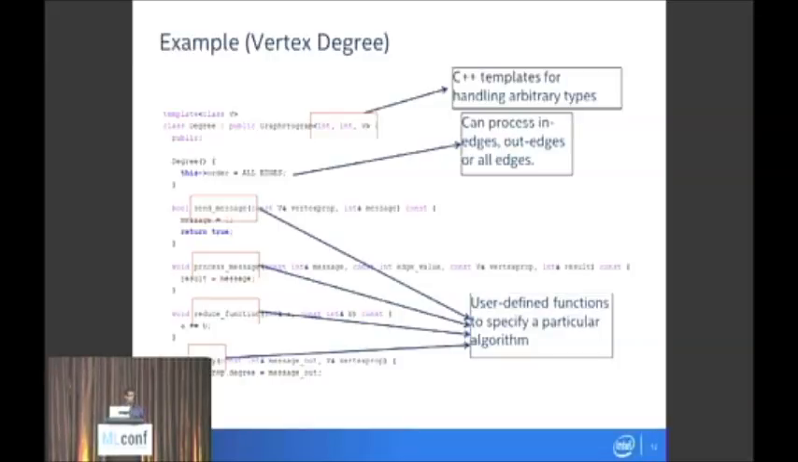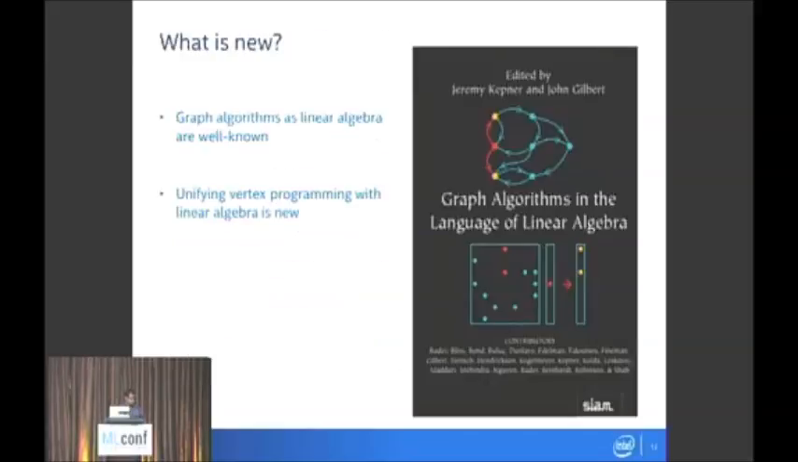Almost all of our programs just follow this template. What is new? Graph algorithms as linear algebra are pretty well known. Books have been written about it, the famous one by Jeremy Kepner as well. What is new here is unifying vertex programming with linear algebra. So you can write your graph programs as vertex programs without even thinking of matrices, and have everything else taken care of for you automatically.